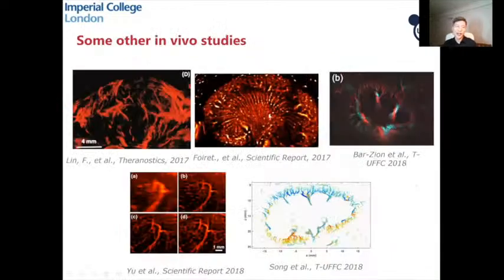There are also a number of other studies. I just listed a few; they are just examples of in vivo super resolution. This is a tumor model. These are rabbit kidneys. And this is an atherosclerotic model of the microvessels on the wall of the abdominal aorta.